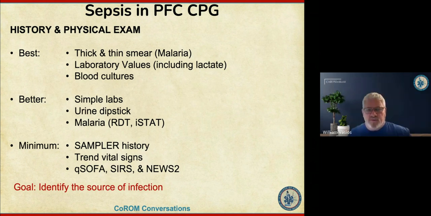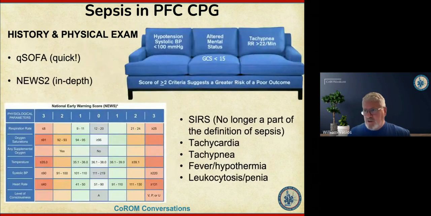All right. The next slide talks about the warning systems, the qSOFA and the NEWS. So the qSOFA is quick, right? It's a quick sepsis-related organ failure assessment tool. It identifies patients with an increased risk of death, and it focuses on their systolic blood pressure, their mental status, their respiratory rate, and their GCS, right? And so a score greater than or equal to 2 suggests that patient has a greater risk of a poor outcome.